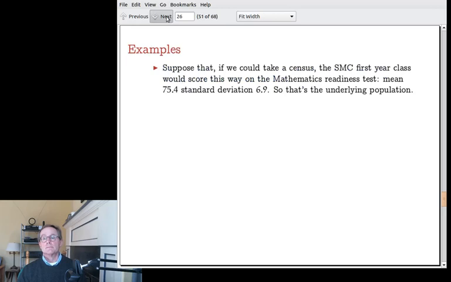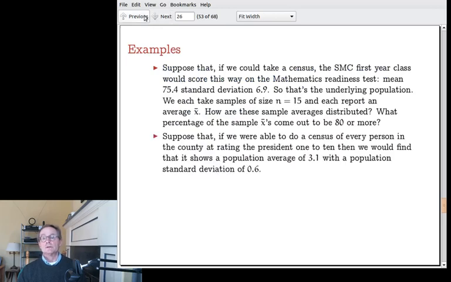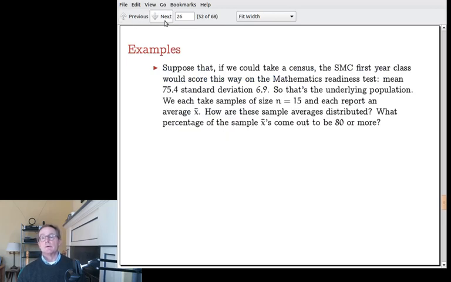Okay. So here's an example. Suppose that if we could take a census, the first year class would have a mean of 75.4 and a standard deviation of 6.9. Now, of course, we can't take a census, but suppose we could, then this would be mu and this would be sigma.